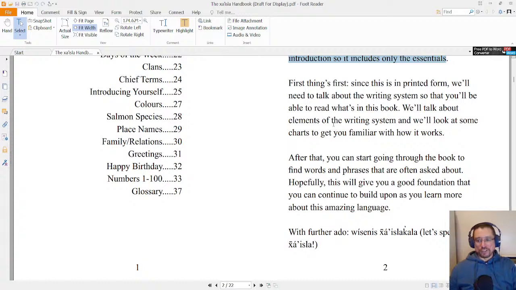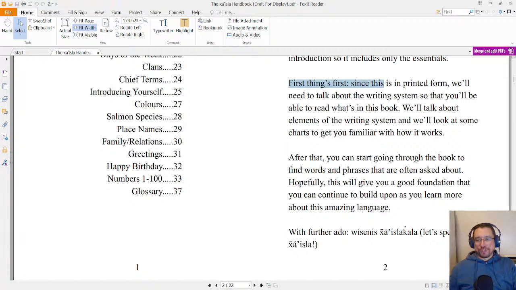So this is what you should be taking a look at before you even start really studying the xa'isla language. This is meant to be kind of a primer for the xa'isla language. This is the bare minimum of what you should know before you even start learning the xa'isla language.